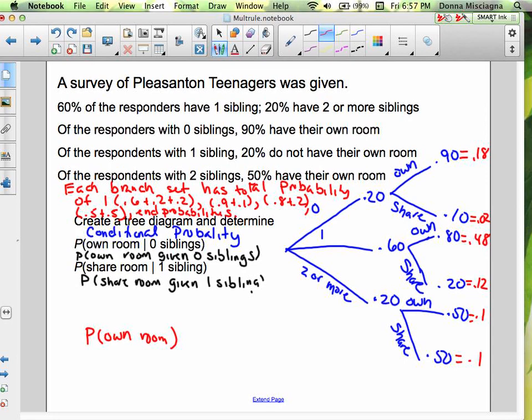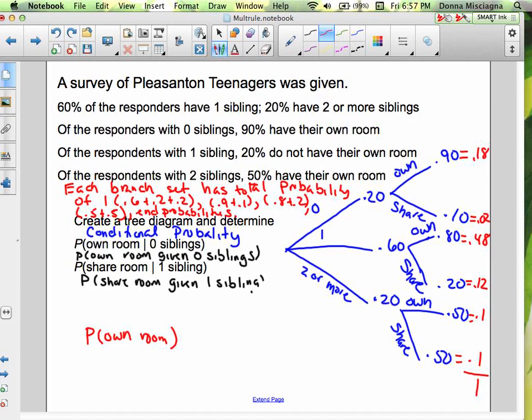When we add these probabilities, 0.18 plus 0.02 gives us 0.2. 0.2 plus 0.48 gives us 0.68. 0.68 plus 0.12 gives us 0.8. 0.8 plus 0.1 is 0.9. And 0.9 plus 0.1 is 1. Those add up to 1, and that's no coincidence. It has to be that way.